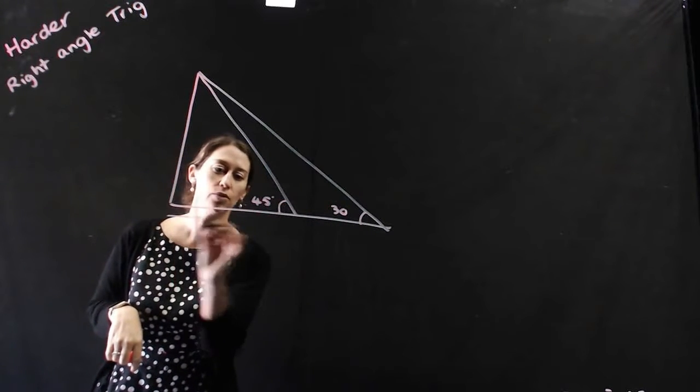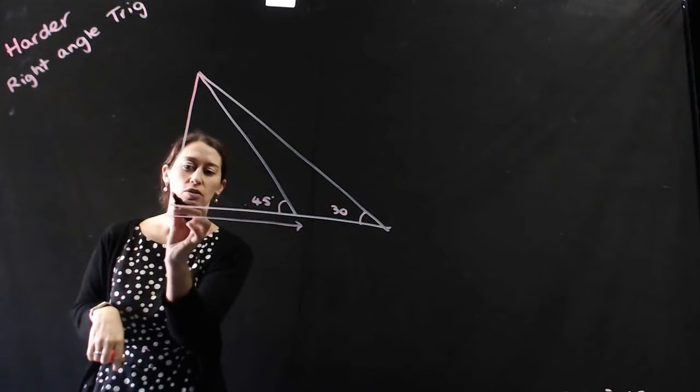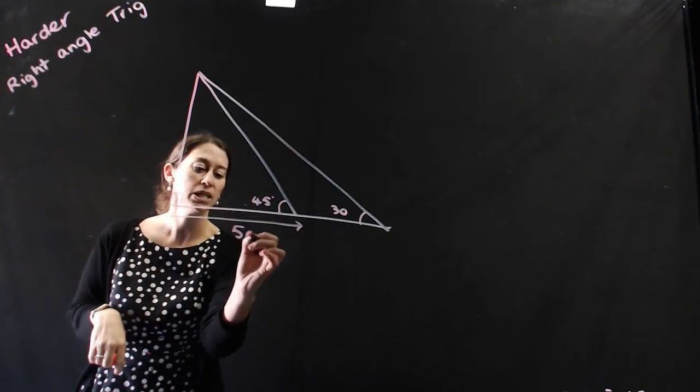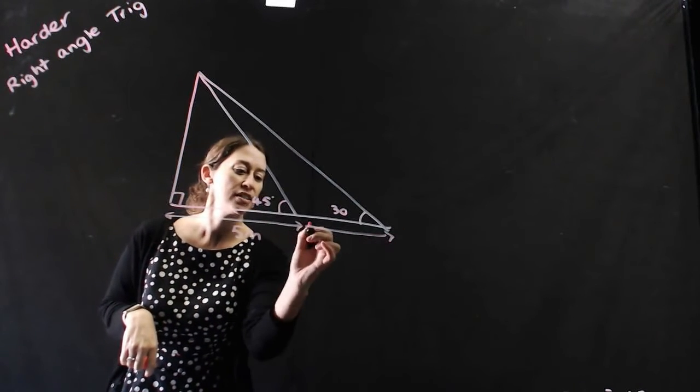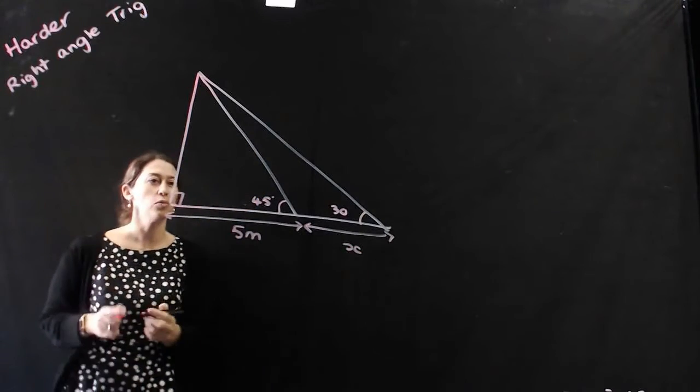And I'm going to let you know that this length up to this triangle, obviously you've got a right angle triangle there, is 5 meters. And we want to find x. Okay, so that's our problem.